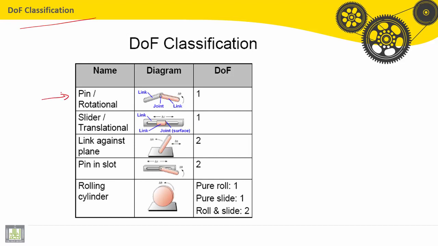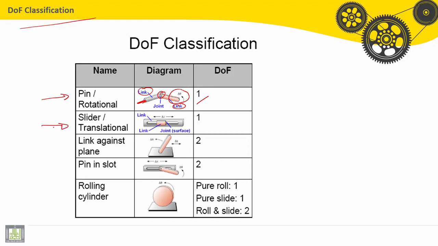Starting by rotational or pin, we have the two links here, the first and the second link, joined here. So if this link is fixed to the ground, this link will make rotation with theta or delta theta. So only 1 degree of freedom is present here. It is the angle.